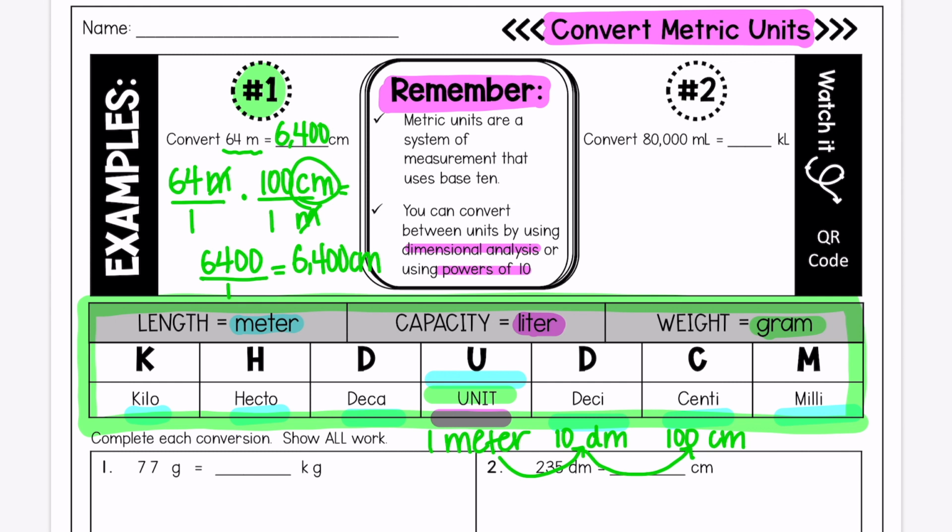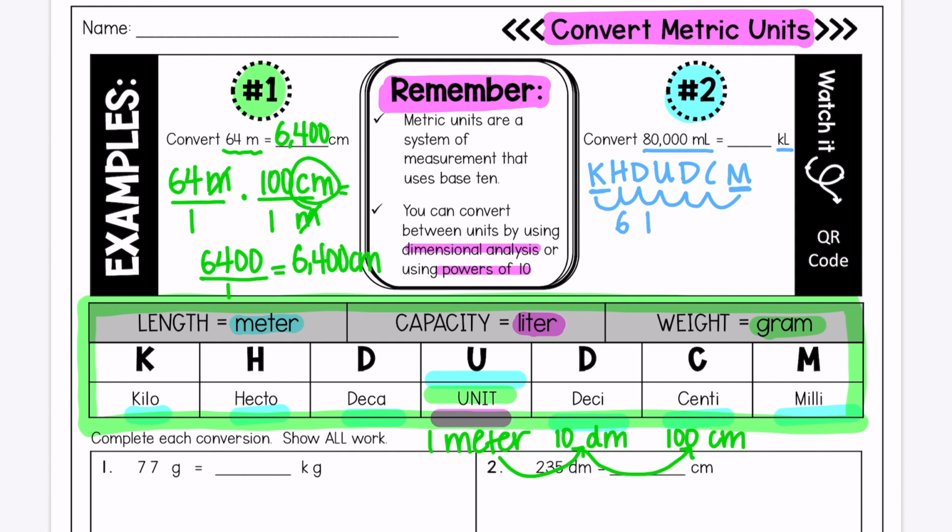Now we're going to jump over to our right and look at example 2, and I'm going to show you how to do that using the base 10 or the powers of 10. So first you need to remember the order: kilo, hecto, then deca, then the unit, then deci, centi, and milli. You want to figure out where you're starting. So we're starting at milliliters, which is right here, and we're going to kiloliters, which is all the way back here. So we're moving backwards 1, 2, 3, 4, 5, 6.